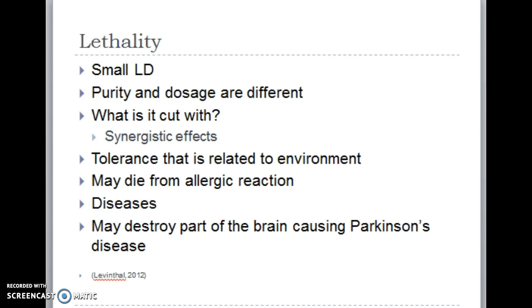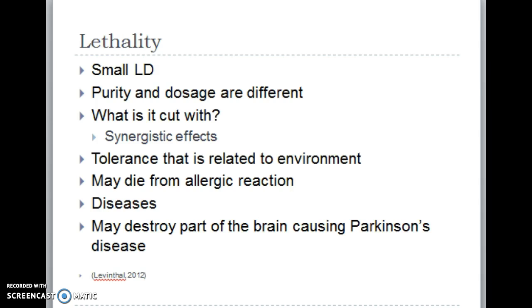So lethality: it has a small lethal dose, meaning it doesn't take a lot to kill you. Purity and dosage are different, so it'll depend on what it's cut with. If you're adding it to something else, it might actually make it more likely to die by it because of whatever it's been added with.